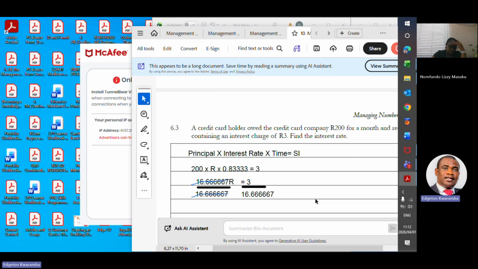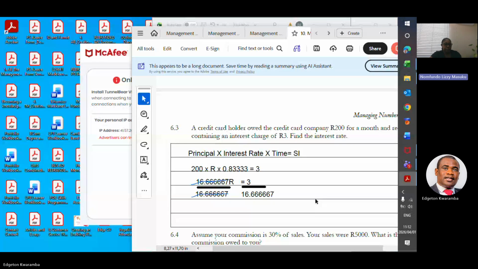Okay, so let's try to simplify that one now. We say 3 divided by 16.6667. I'm getting 0.1875. You got what? 0.1875. Okay, actually, do not say divided by 7.